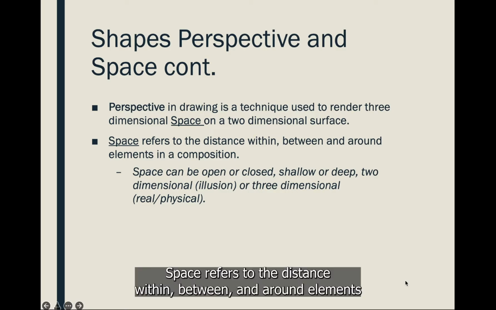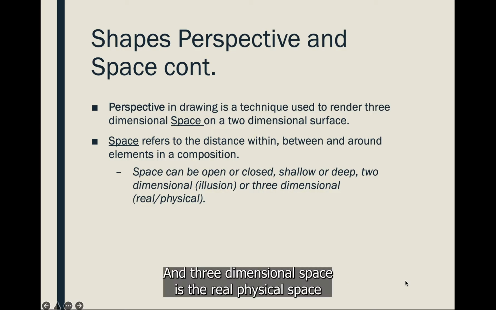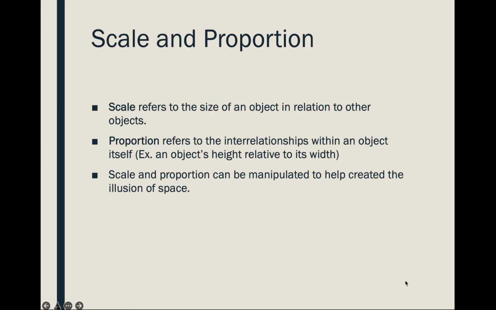Space refers to the distance within, between, and around elements in the composition. Space can be open or closed, shallow or deep, two-dimensional or three-dimensional. Two-dimensional space is illusionary, it's flat, and we can't travel into it. And three-dimensional space is the real physical space that we exist in and the objects that we render exist in.